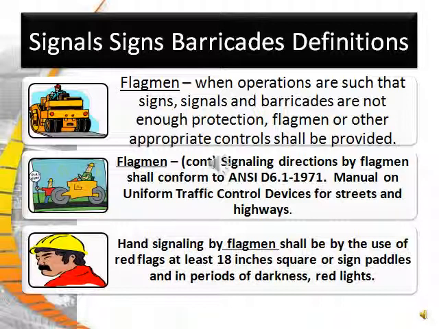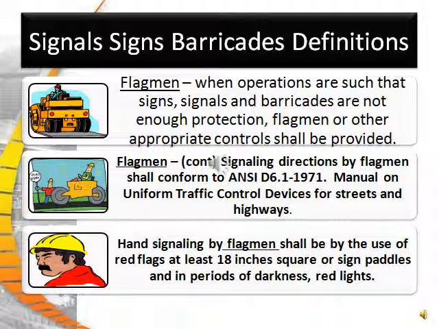A flagman is defined as follows: when operations are such that signals, signs, and barricades are not enough for protection, flagmen or other appropriate controls shall be provided. They provide signaling directions conforming with ANSI D6.1-1971, the Manual of Uniform Traffic Control Devices for Streets and Highways.